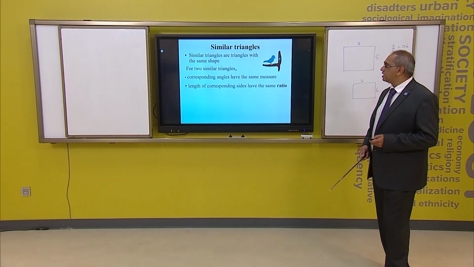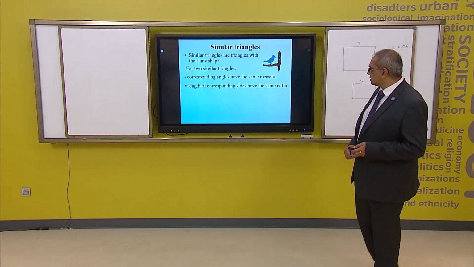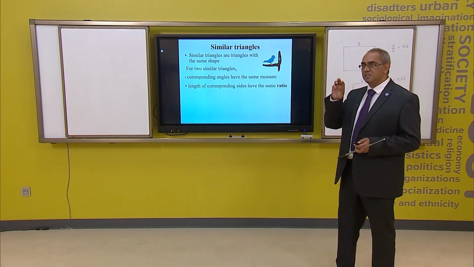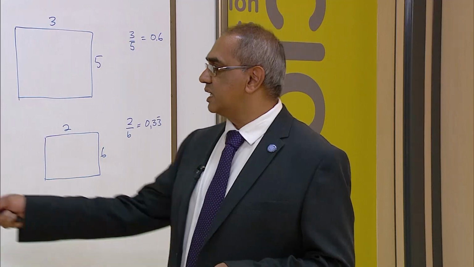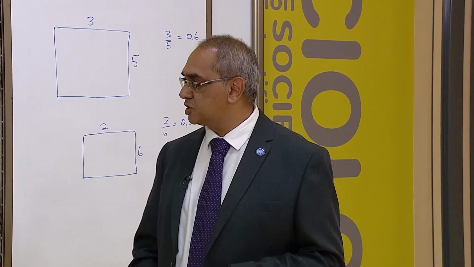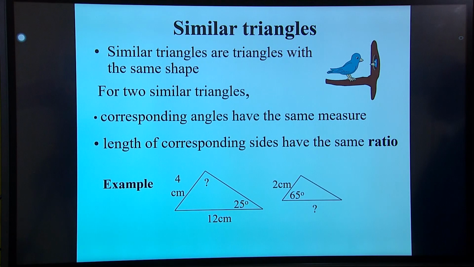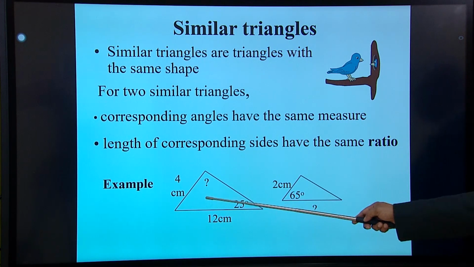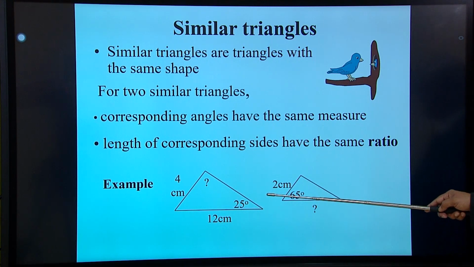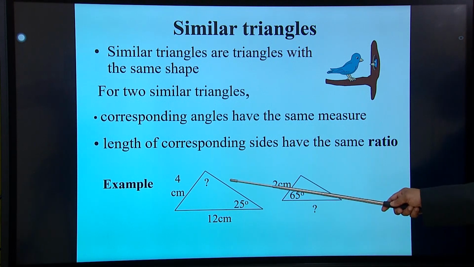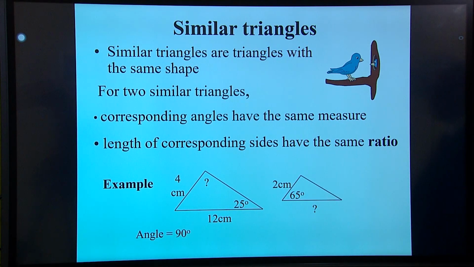Let's look at similar triangles now. They have the same shape, and if we have two similar triangles, the corresponding angles, that means the angles in both triangles, are going to be equal. And also, the lengths of the corresponding sides have the same ratio. So let's have a look at how that works. Let's say I have two triangles, and they are similar. That means the angles in both triangles should be equal. So if this is 25, and that's 65, so that should be 65. And the sum of angles for a triangle we know is 180 degrees. So that's got to be 90 degrees. So we can work that out.